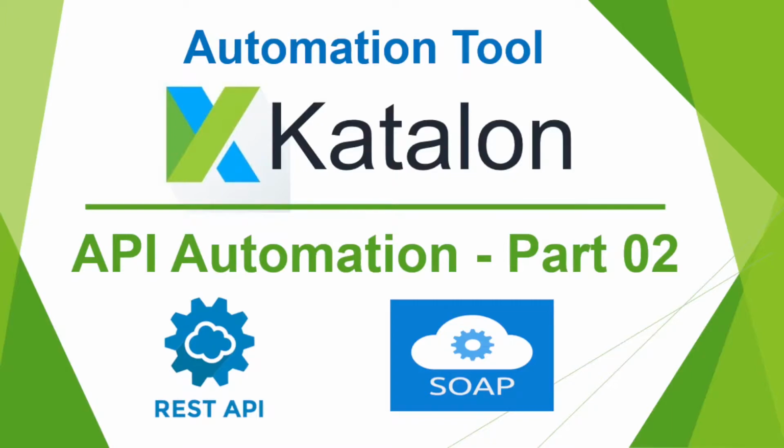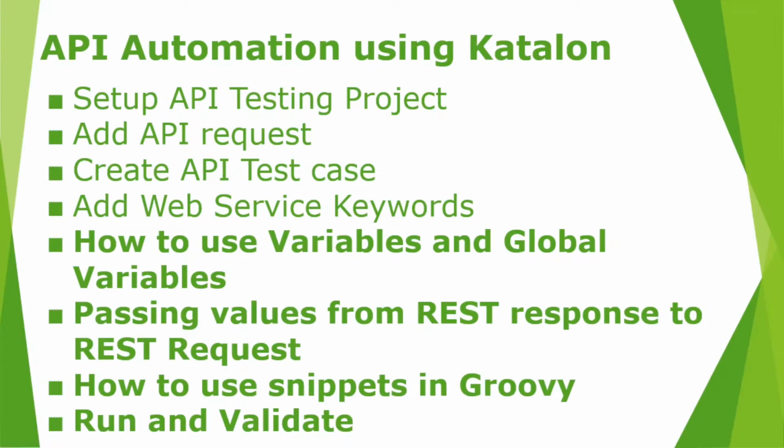This is our lesson 10 on Katalon Automation tool concepts. This is actually a part 2 of my previous lesson, lesson 9. So I recommend you please go through my previous lesson, lesson 9, before you watch this session. In my previous session, I explained the basic concepts of API automation by using Katalon.